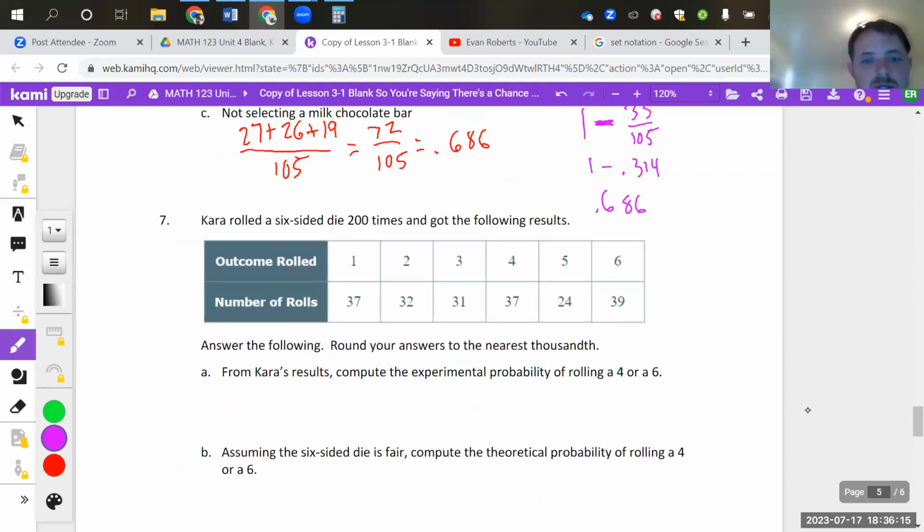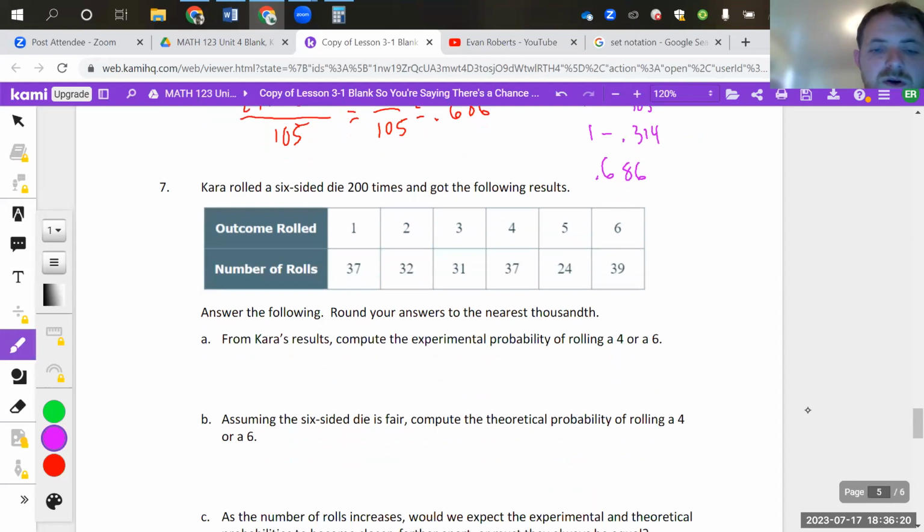And so we've got this 6-sided die, and we're rolling it 200 times. And so we're trying to figure out the probability of rolling a 4 or a 6. And so really, out of a 6-sided die, a 4 or a 6 would be 2 out of 6. It should be 1/3. That's the theoretical probability. But notice this is asking for the experimental probability.